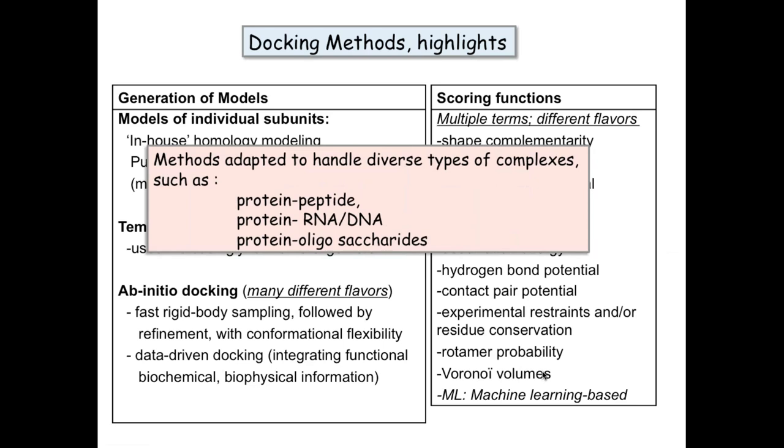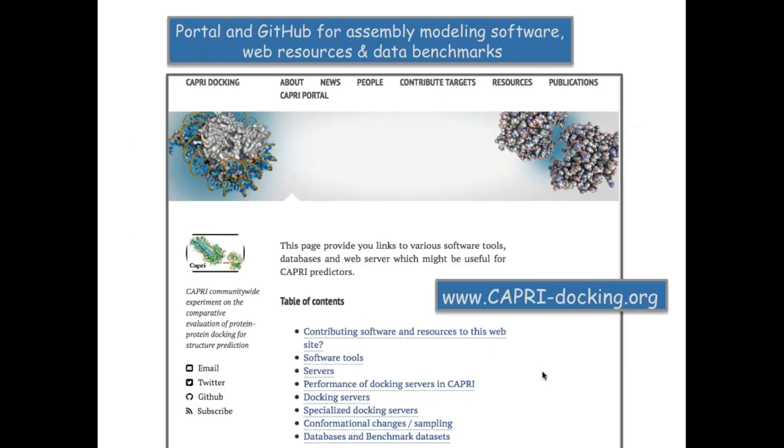Anyway, what is important is that because CAPRI has expanded into different areas, the methods were adapted to handle diverse types of complexes, such as protein-peptide, protein-RNA, DNA, protein-oligosaccharides, and so on. As these new targets are being offered, people really amend their methods, and that has been a motor for progress in the field. So that's kind of CAPRI. And now a few slides on where we are going.